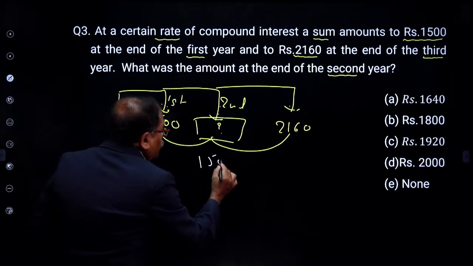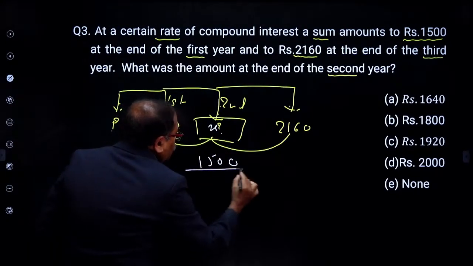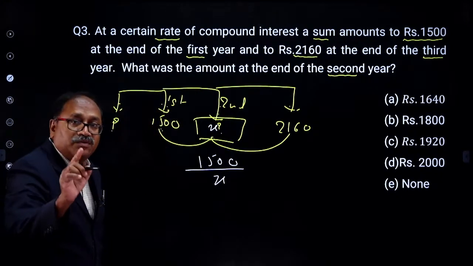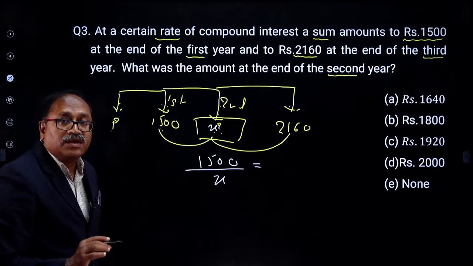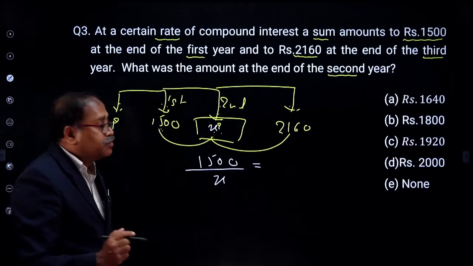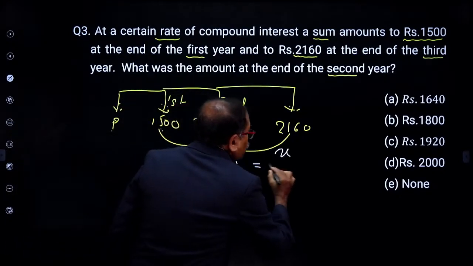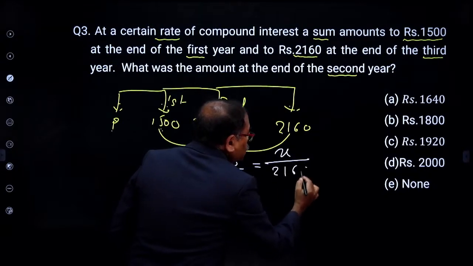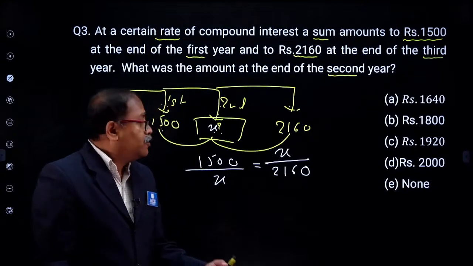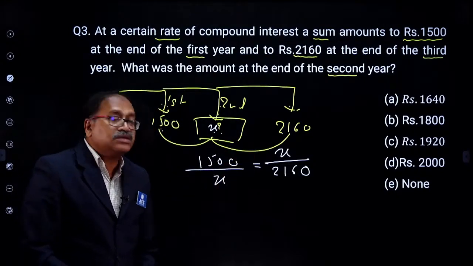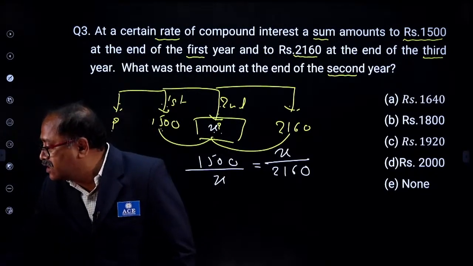That is 1500 by x, whatever ratio comes, will be the same ratio as x to 2160, which is in geometric progression I am talking of. So x by 2160. That's over, my young friends. Now you notice that these numbers are getting cancelled and you will get the answer.